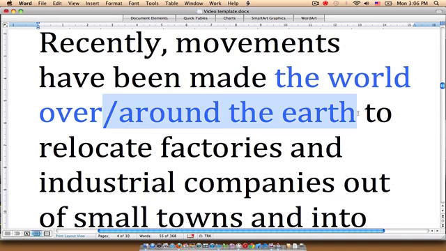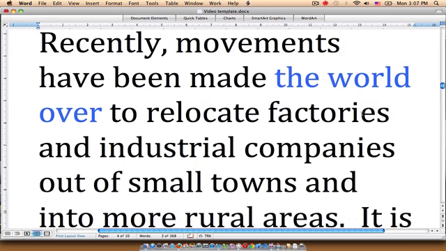The phrase around the world, around the earth, is perhaps grammatically correct. The problem is that it is not an English colloquialism. So using this kind of wording is awkward. It's not what people would normally or most naturally say. The world over is a phrase that is used in English to mean everywhere or perhaps all over the globe.